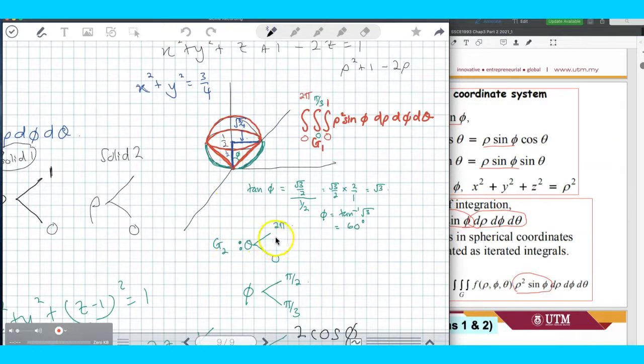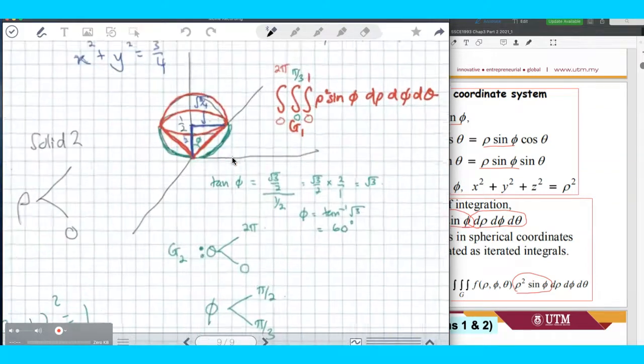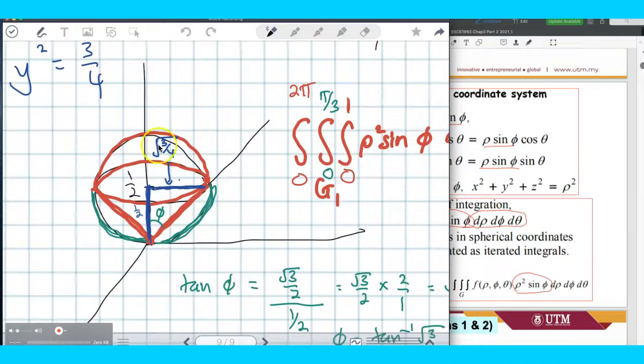When we are talking about the balance of the solid, which we call G2, we want to look at the limit of theta. The limit of theta is still the same, because theta, as I mentioned before, is your region on the xy plane. So we don't change that, it's still 0 to 2 pi. Now we look at phi. Just now we said that for G1 we consider the ice cream cone surface, so 0 to 60.